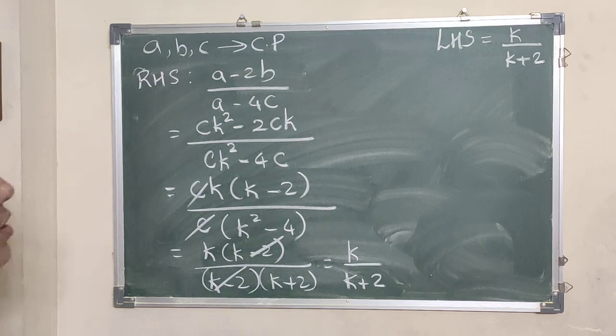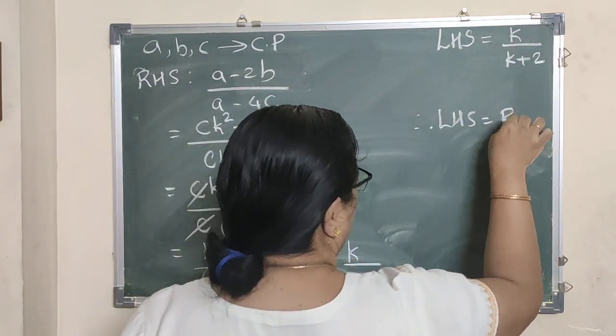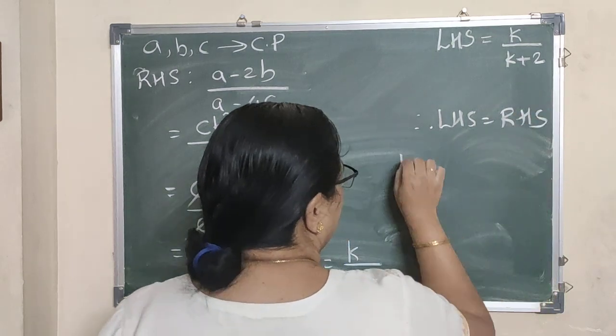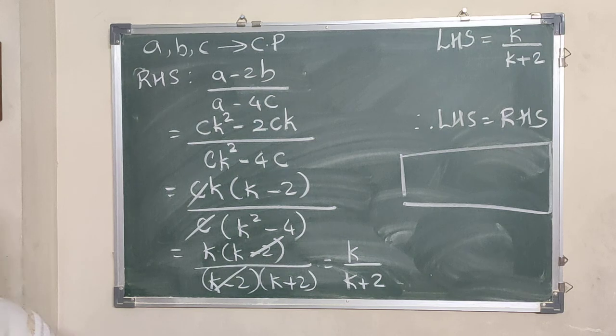Now, is LHS equal to RHS? Yes. Since they are equal, the proof is done. Got it, children? So similarly, you can do the second part. Just try it.